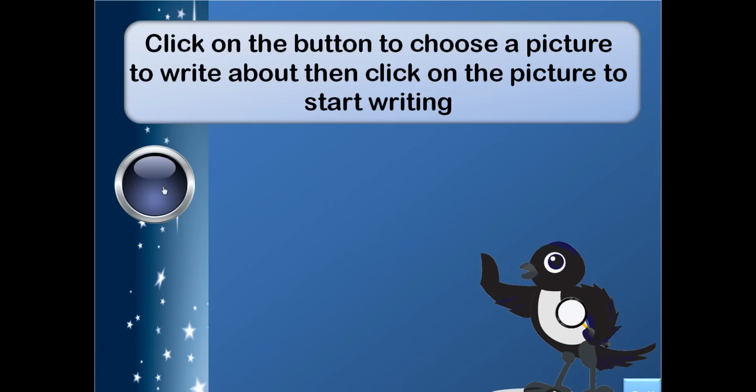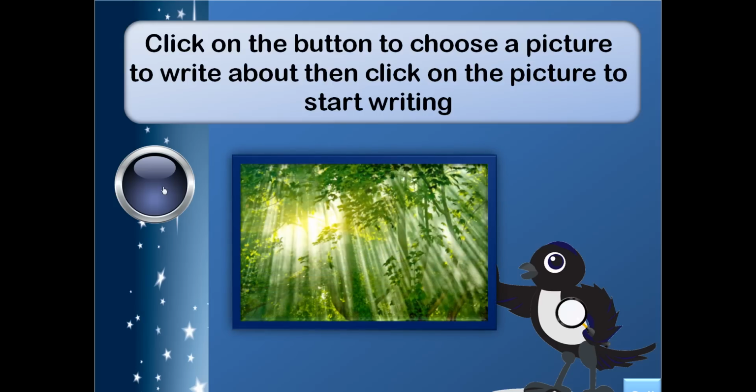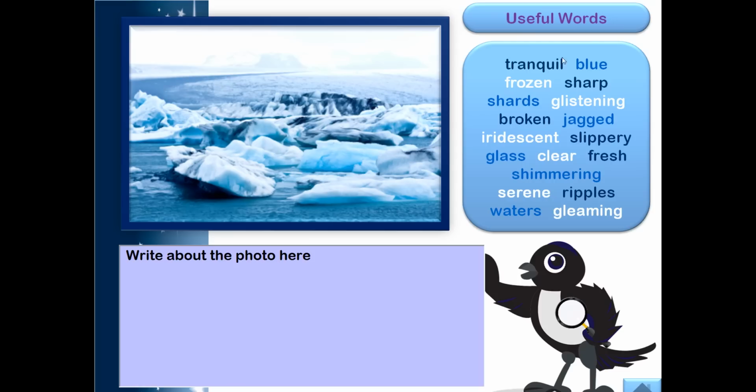Children use the trigger here to click through to choose a picture they want to write about. Let's try that one. And then they click on the picture. The picture appears with a useful word bank for children who might need some extra support, and another one of these fabulous type-in boxes that you can type in directly while the PowerPoint is live.